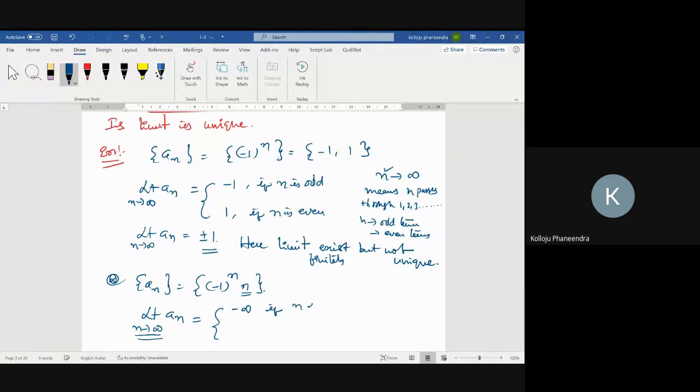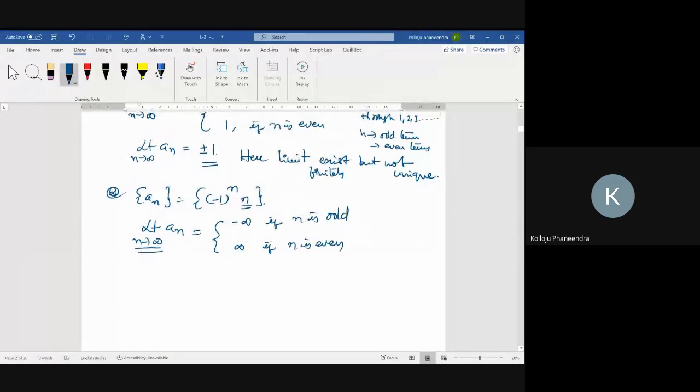Infinity if n is odd, minus infinity if n is odd, and plus infinity if n is even. Therefore, what is the limit value? The limit may be finite or infinite. Remember, limit exists means what? The limit value may be finite or infinite.